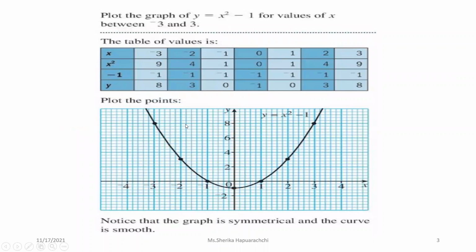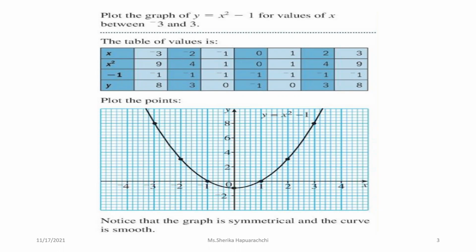Right. Now here they have given an equation. My equation is y equals x squared minus 1. Now they ask you to plot the points. Before plotting the points, you have to complete the table. According to this question, this is how they have given it: plot the graph of y equals x squared minus 1 for values of x between -3 and 3.